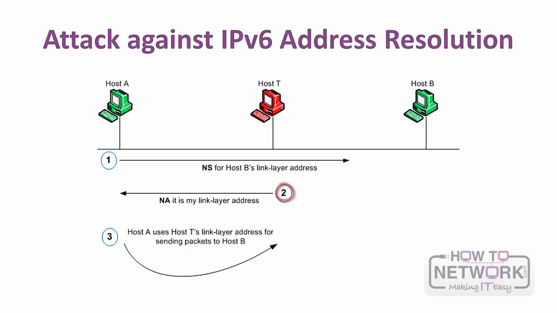If malicious host T manages to insert itself in the link, it could impersonate host B, and, in turn, intercept all packets that were originally destined for host B. Therefore, if proper first-hop security protections are not employed, host T can perform a man-in-the-middle attack or intercept traffic.